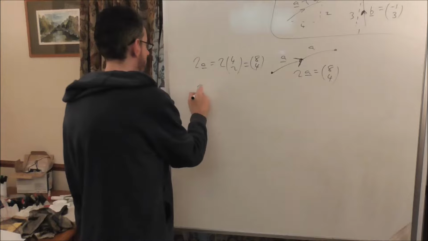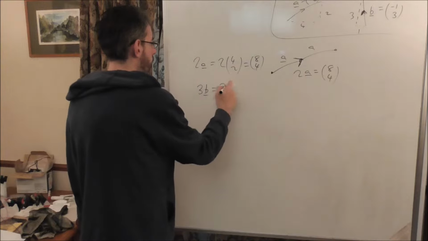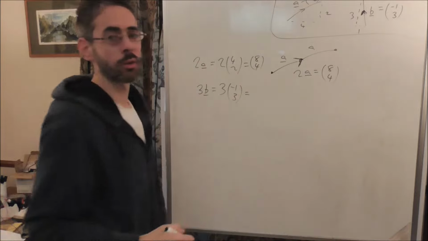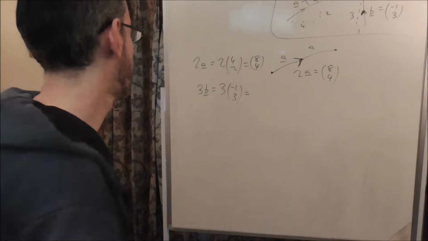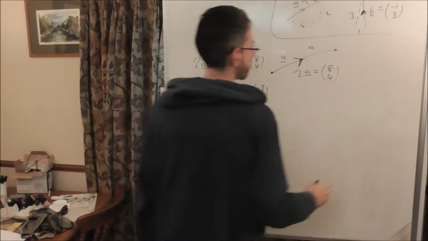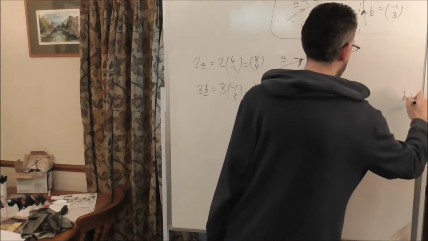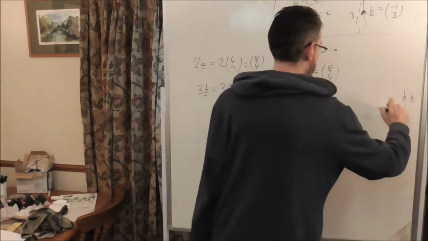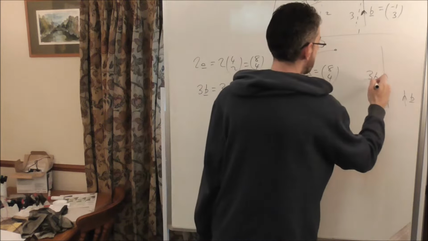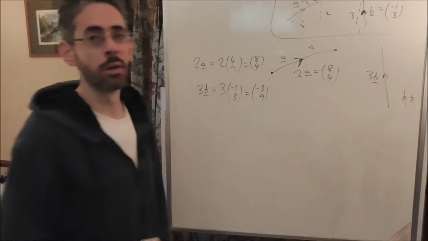3B, which means doing B 3 times, so it's 3 lots of minus 1, 3. To work that out, you just triple the numbers, so it will just be minus 3, 9. Minus 3, 9. So here's B, B is that. 3B would just be 3 of them, so it's just 3 times the journey. So that's 3B. And that's minus 3, 9.